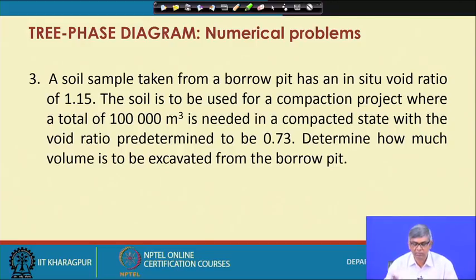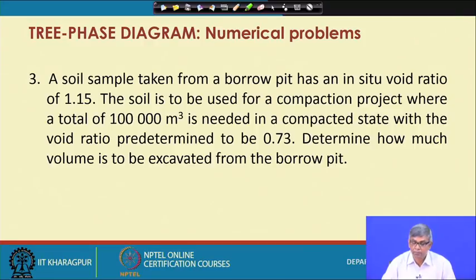A soil sample taken from a borrow pit has an in situ void ratio of 1.15. The soil is to be used for a compaction project where a total of 100,000 meter cube is needed in a compacted state with the void ratio predetermined to be 0.73. Determine how much volume is to be excavated from the borrow pit.